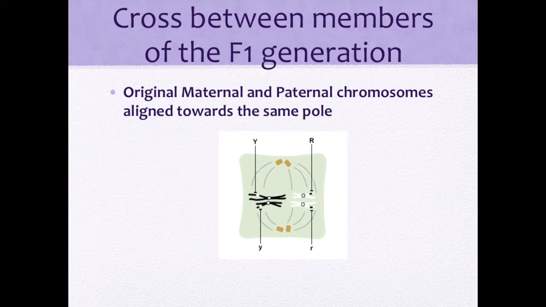Cross between members of the F1 generation. Diagram 1. The homologous pairs have aligned in such a way that the chromosomes with the dominant alleles will be separated together in the next stage in meiosis, and those with the recessive alleles will also be separated together.